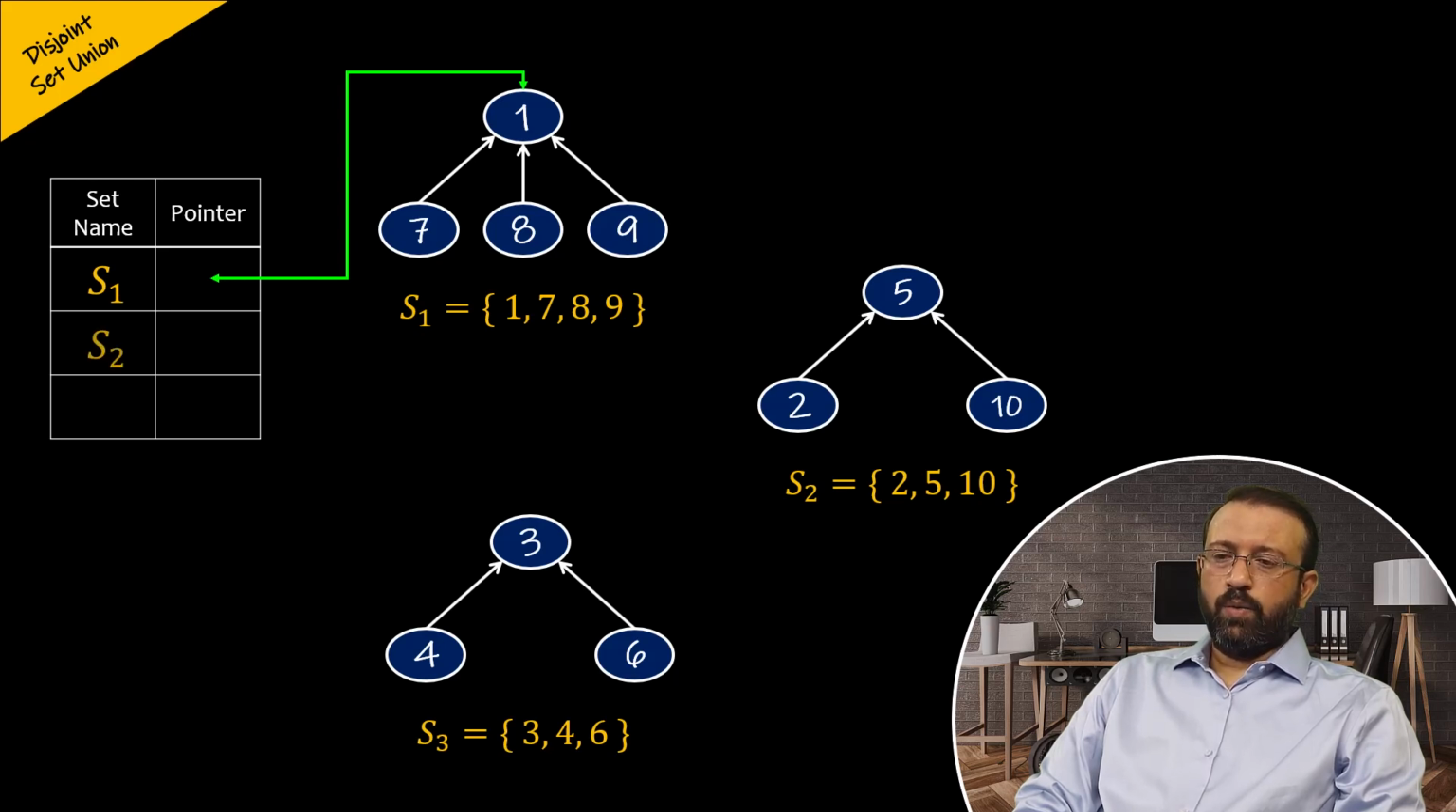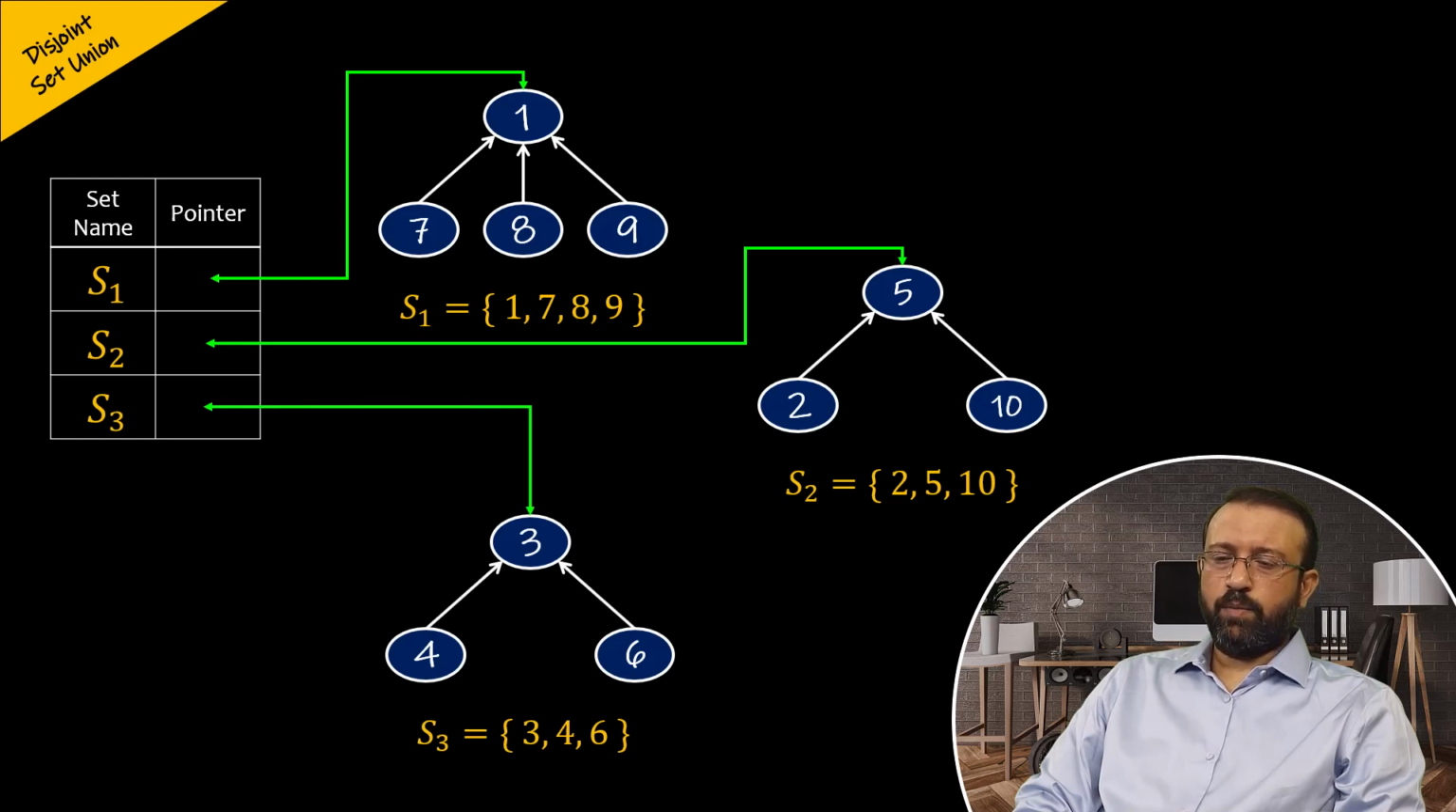In the same way, we will have disjoint set S2 and have a pointer to the root of the tree representing S2. That is a pointer to the tree with root element 5. And similarly, we will have disjoint set S3 and have a pointer to the root of the tree representing S3, that is a pointer to the tree with root element 3. So this is how we can represent disjoint sets using trees and maintain a table with the disjoint set names and the pointers to the root nodes of the respective trees.